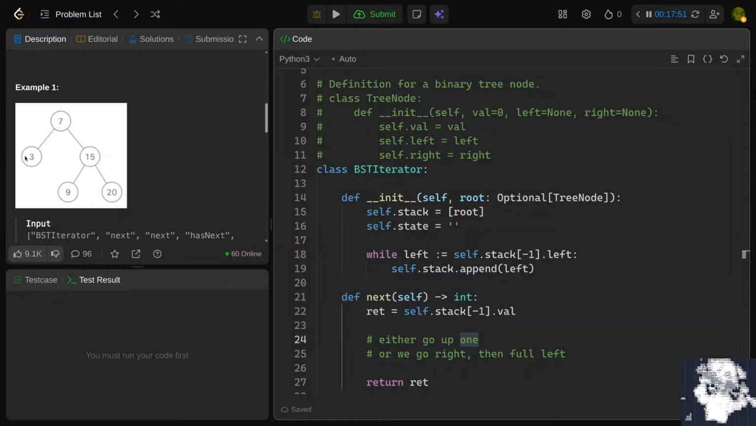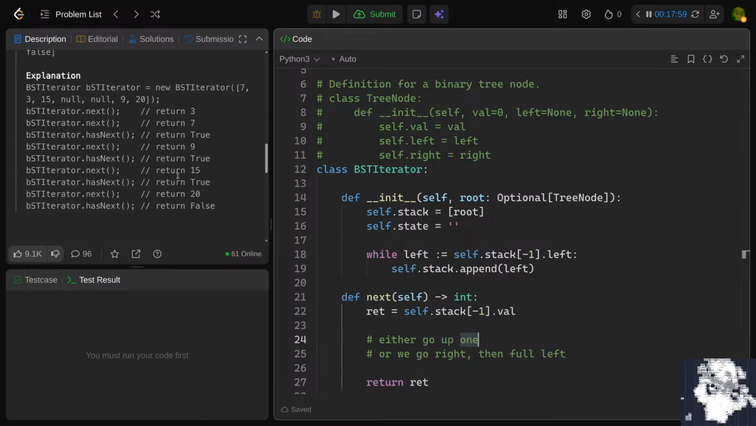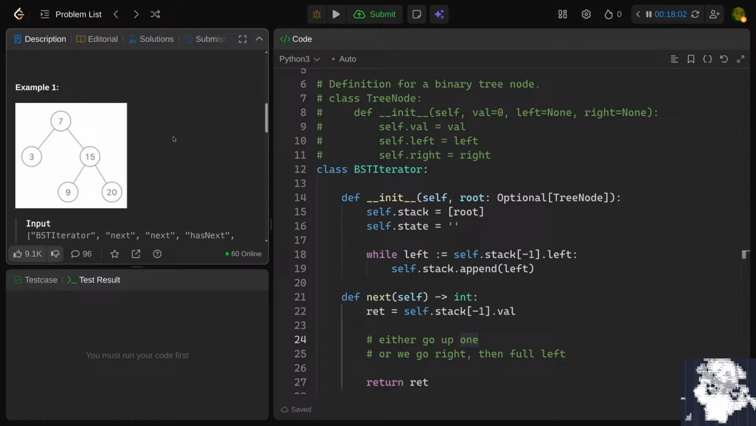Those are the 2 choices, right? Because after 7, you would give 9. Is that right? Yes. Okay, so every time you go right, you then fully dive left. Anytime you go up, you stay there. How do we decide if you go up or right? That's the last remaining question. You go right if you've already gone left.